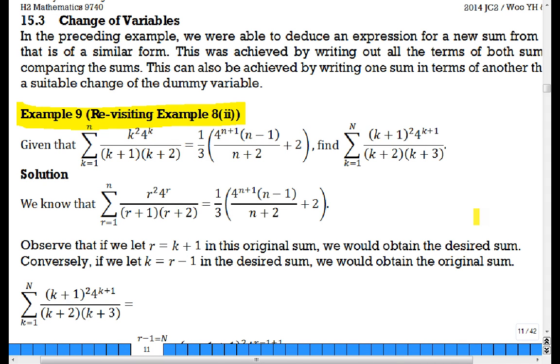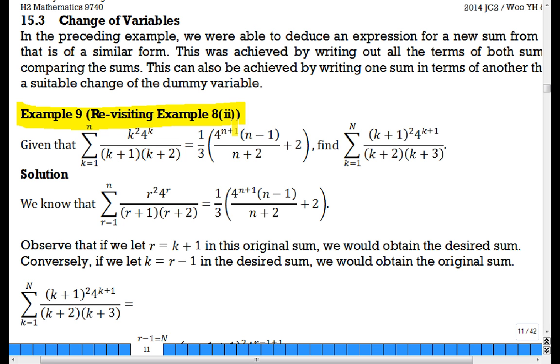Example 9, but it's the same idea, the same problem as example 8. I'm using an alternative method. Let's revisit that very last part, the very difficult part of listing and then changing, the part about example 8, part 2.